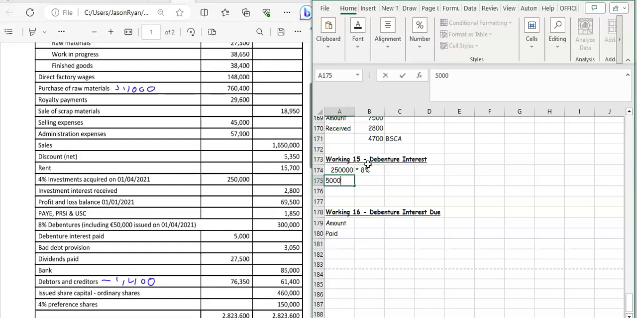And then the new debenture that we got throughout the year, which is 50,000, we're going to multiply that by 8% because that's the rate. And then we're going to multiply that by how long we had it for. So we got it on the 1st of the 4th. So 4th, 5th, 6th, 7th, 8th, 9th, 10th, 11th, 12th. That's going to be 9/12. So the yearly amount is 250,000 multiplied by 8%, and then we also have the 50,000 that we don't have for the full year, so that's why we're doing it separately.